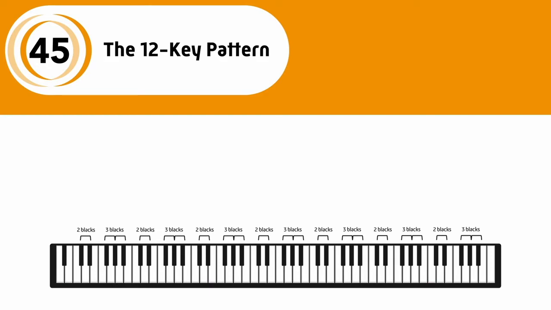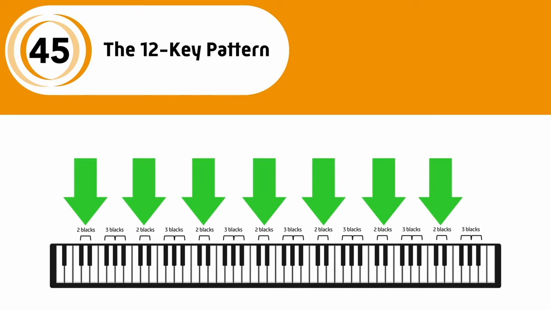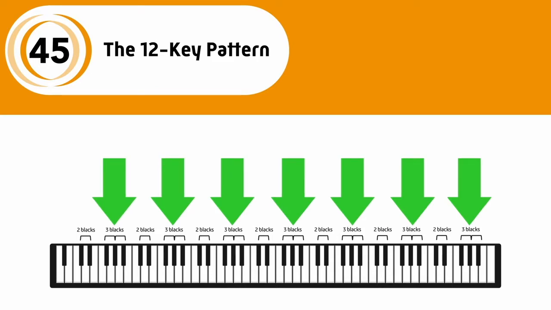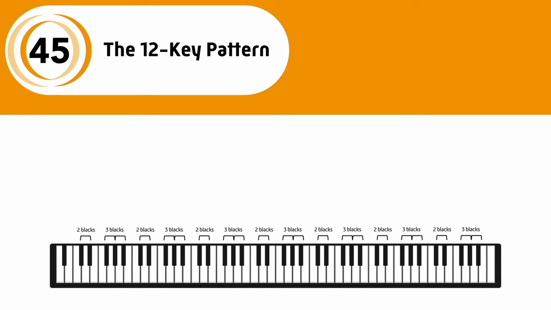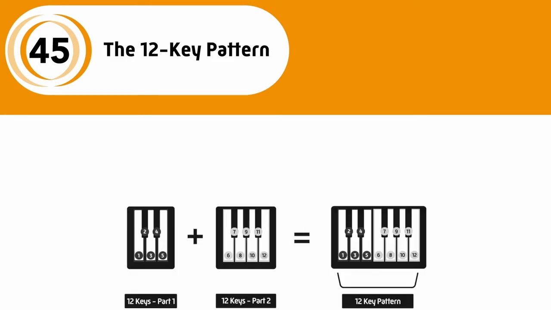On the keyboard, there is a pattern of black keys. We can spot the black keys together in groups of 2 and in groups of 3 that are repeated all across the keyboard. Another pattern on the keyboard is called the 12-key pattern. We can find this pattern by using our groups of 2 and 3 black keys as signposts or markers along the way.